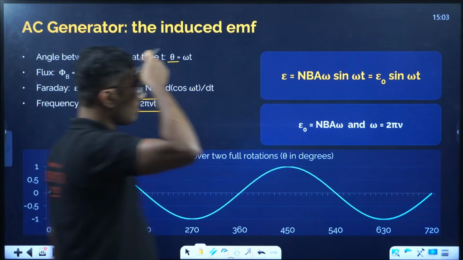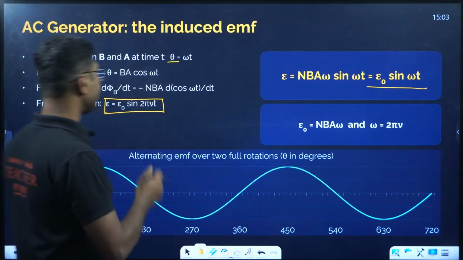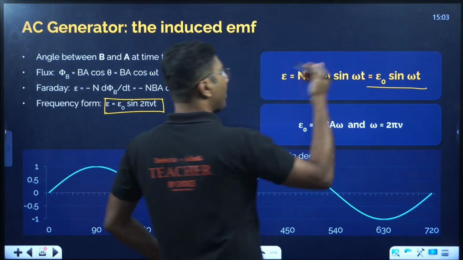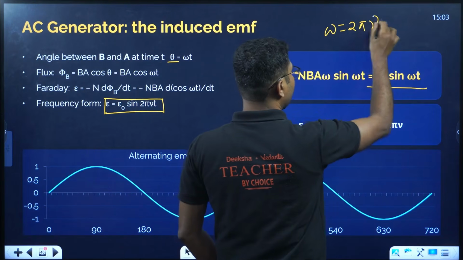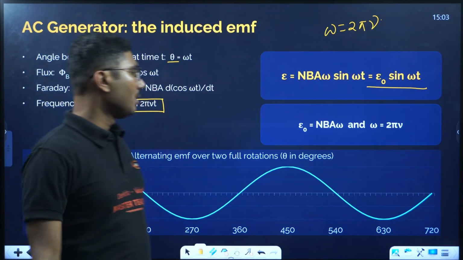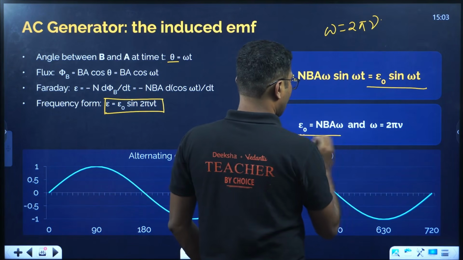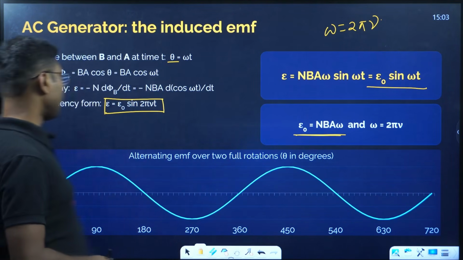This is the normal formula, ε₀ sin ωt, and in terms of frequency you can write sin 2πνt, or 2πft. Omega is given by 2πν, where ν is the frequency of the rotation. Here ε₀ = NBAω is the maximum value of the induced EMF.